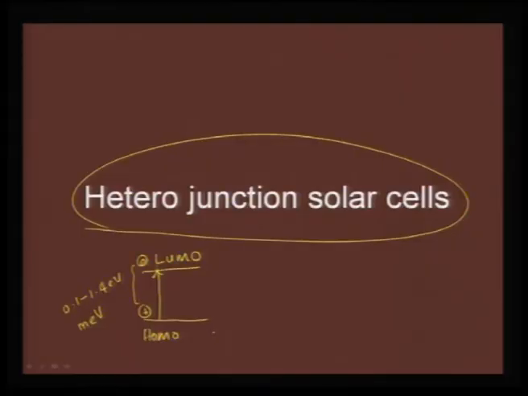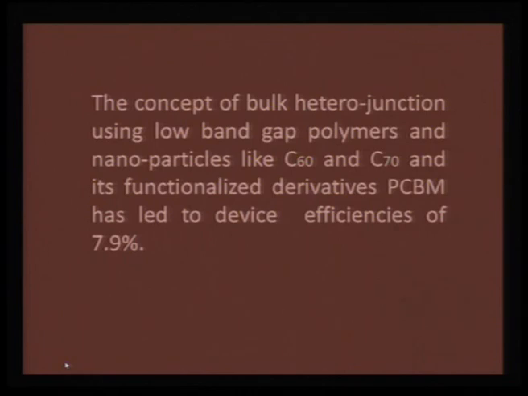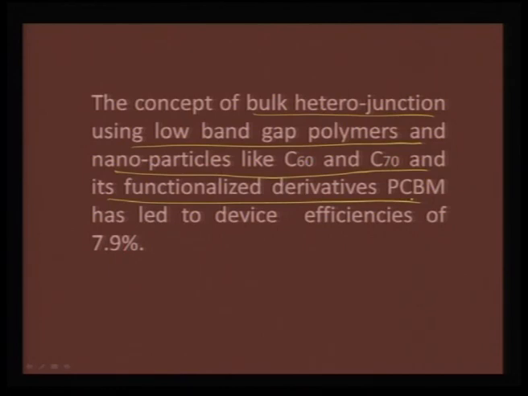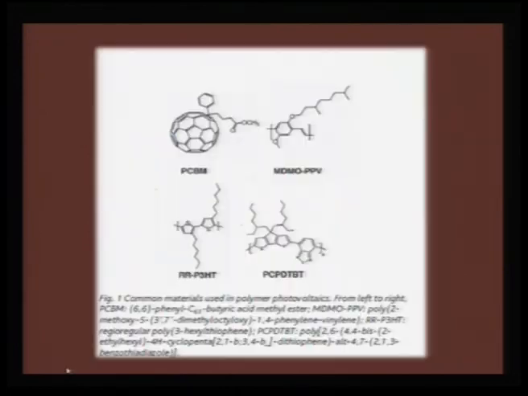donor and your acceptor at a larger length scale, we can try to bring this as a heterojunction, where you can reduce the length so as to overcome this binding energy, and that is what we can achieve. The concept of bulk heterojunction using low band gap polymers and nanoparticles like C60, C70 and its functional derivatives like PCBM has led to about 7.9 efficiency, and these are the candidates. I have already discussed with you the use of PCBM, and these are some of the donor molecules.